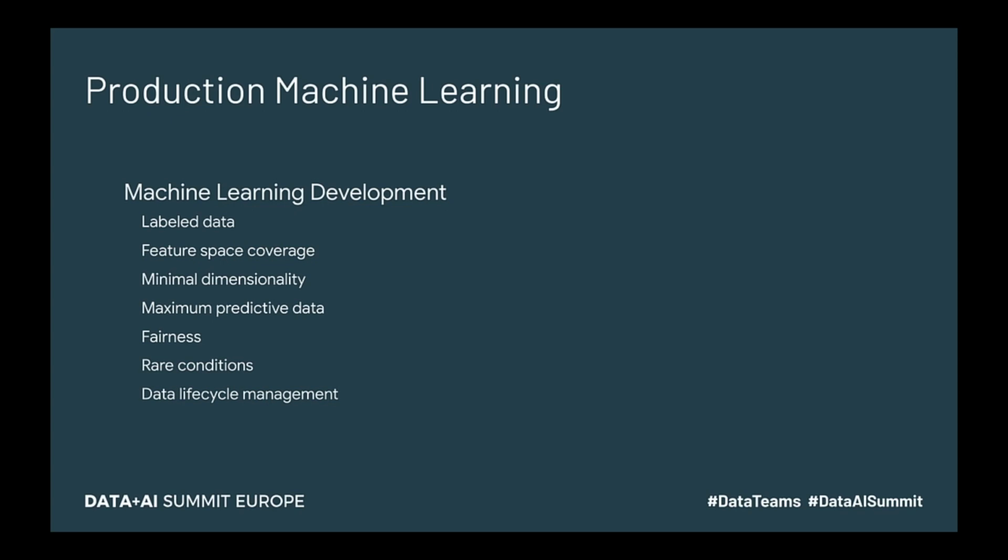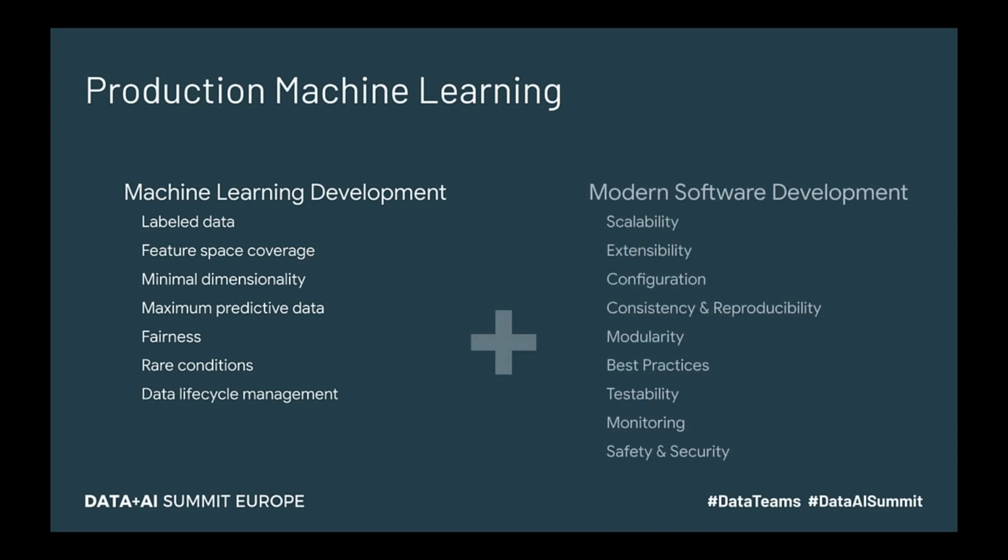And in some domains, we have rare conditions. Think of healthcare, for example. You want to be very careful that your model covers really fairly rare conditions that you might not have a lot of data for pretty well. And what this gets to, over time, is managing the data lifecycle.